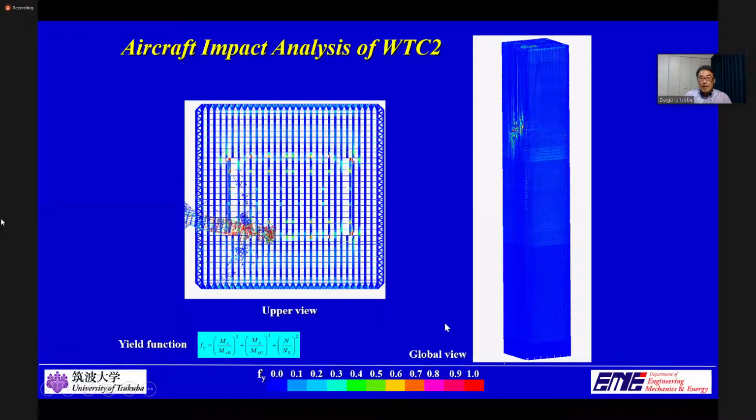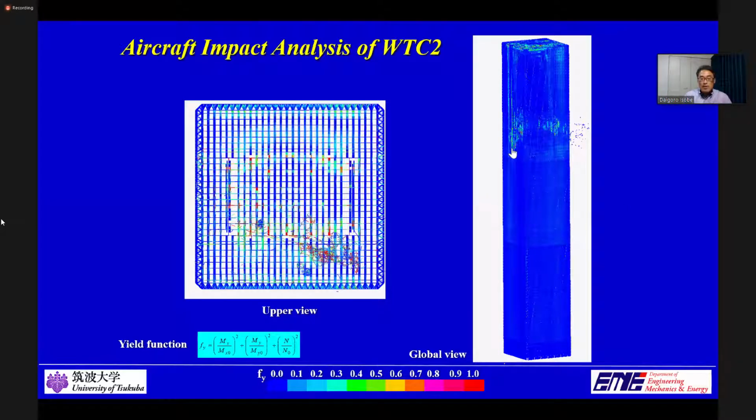Now, if we look at the result from a global view, we can see the stresses dynamically redistributing like a wave as soon as the aircraft cuts through the surface of the building. Now, this dynamic behavior is what we should investigate, since these kinds of high-rise buildings are not designed to withstand such dynamic transitions of stresses.